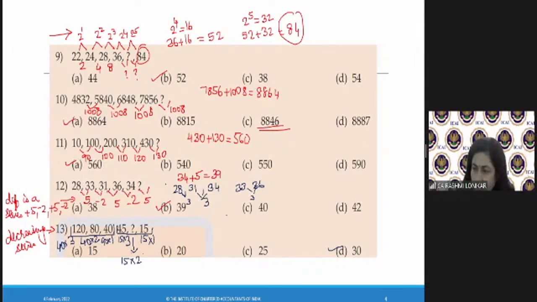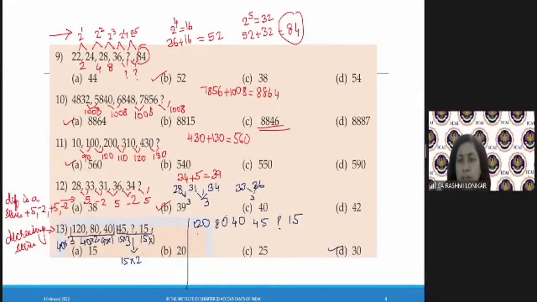So what is happening here is that once I see the series, I'll just write it here again. 120, 80, 40, 45, question mark, 50. Now I'm not able to do anything over here because this is 120 minus 80, decreasing. 45 minus 80, decreasing. But I have 45 minus 40. Is it decreasing? No, it is increasing. Okay, so this is decreasing.